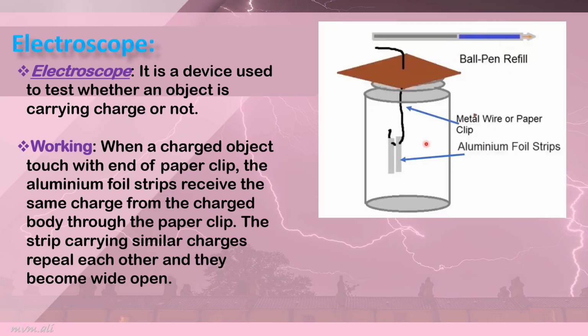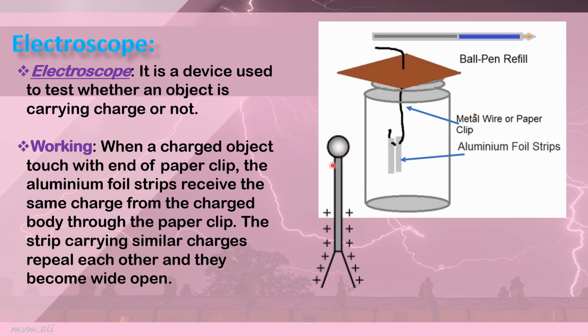This is the structure of an electroscope. Here one cardboard piece is there and one paper clip, then two aluminum foils. When a charged object touches the end of the paper clip, the aluminum foil strips receive the same charge from the charged body through the paper clip. Then the strips carrying similar charges repel each other, and they become wide open.